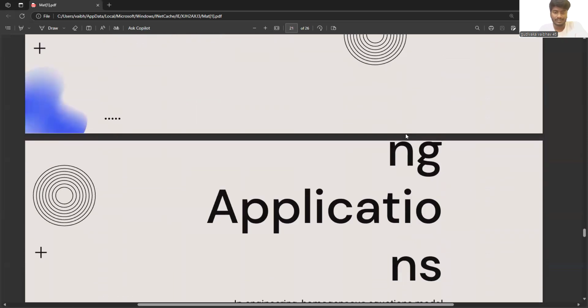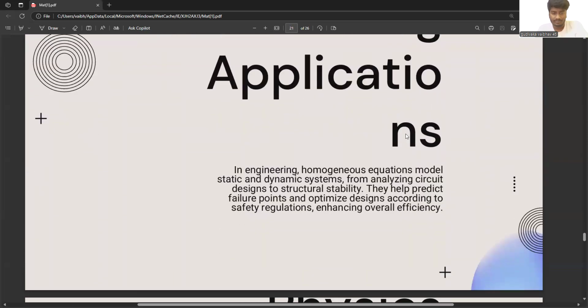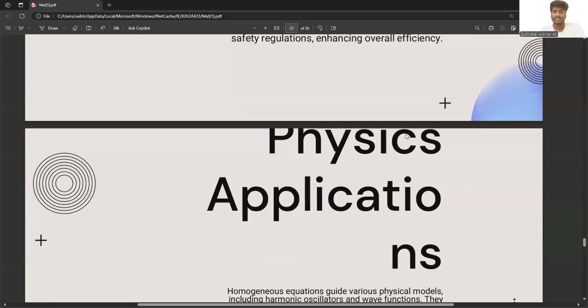Fifth one, applications. In engineering applications, homogeneous equations model static and dynamic systems for analyzing circuit design and structural stability. They help predict failure points and optimize designs to satisfy regulations, enhancing overall efficiency.